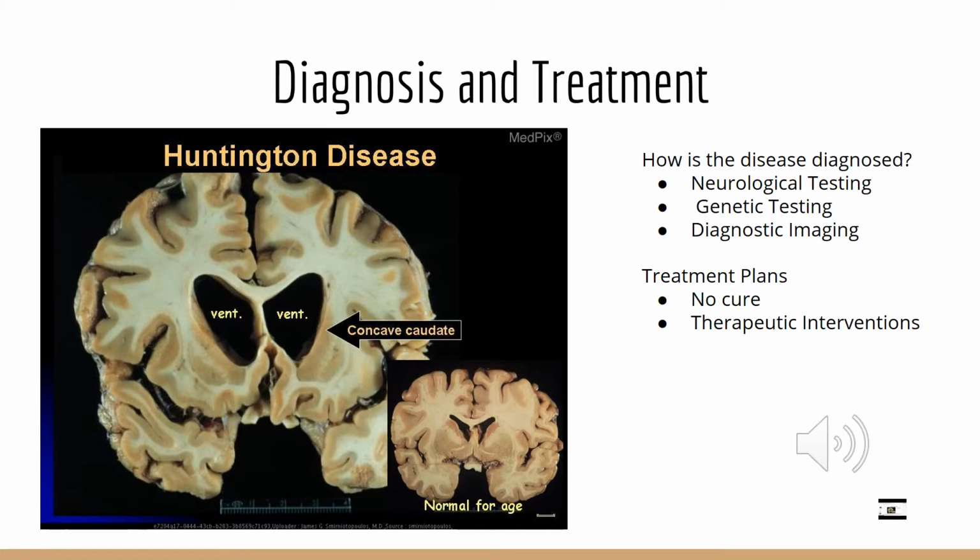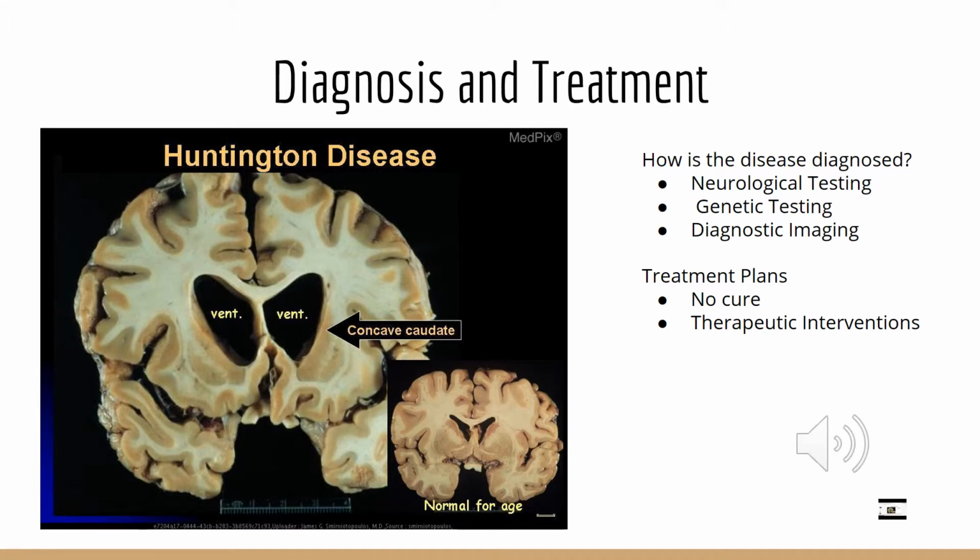An affected individual is likely to have shrinkage of the striatum and some of the cortex. The ventricles will be expanded. You can see this in the diagram as the ventricles are wider in size as compared to the brain that is normal for the individual's brain.